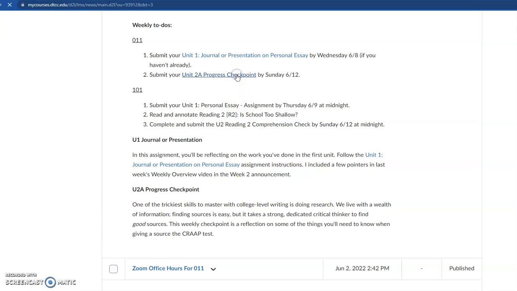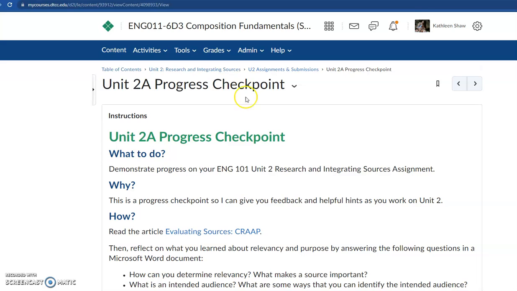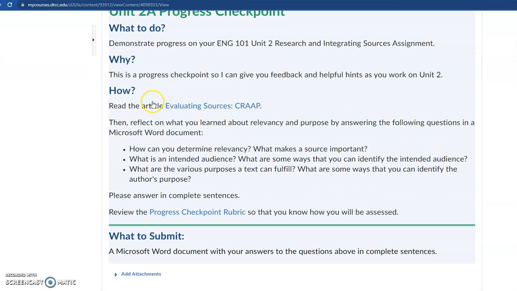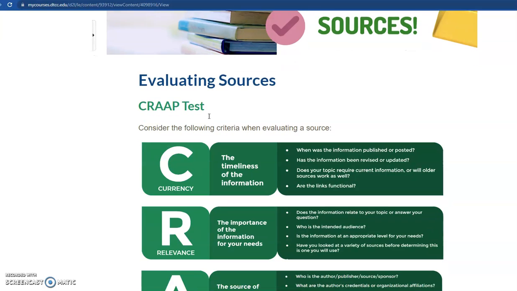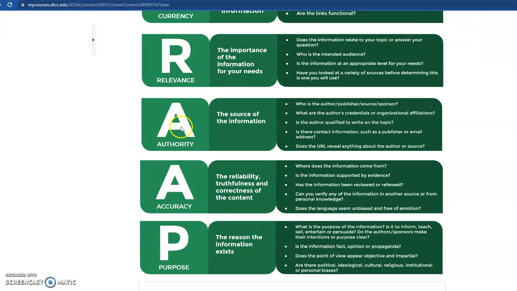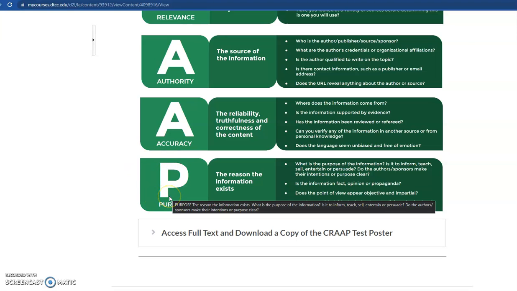So if you click on this Unit 2A progress checkpoint, what I want you to do is read the article Evaluating Sources: CRAAP. Then I want you to reflect on what you learned about relevancy and purpose by answering these questions in just a Microsoft Word document in complete sentences. The first thing you're going to do is look over this article, which explains what the CRAAP test is. CRAAP stands for currency, relevance, authority, accuracy, and purpose. These are the things you consider when you're trying to determine if a source is good or not.